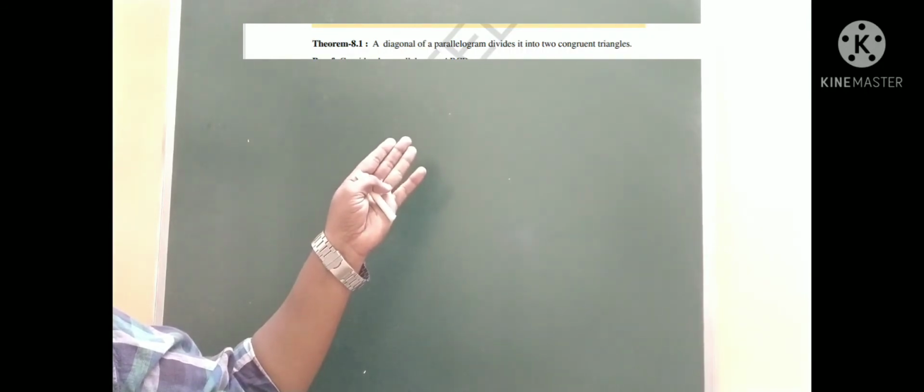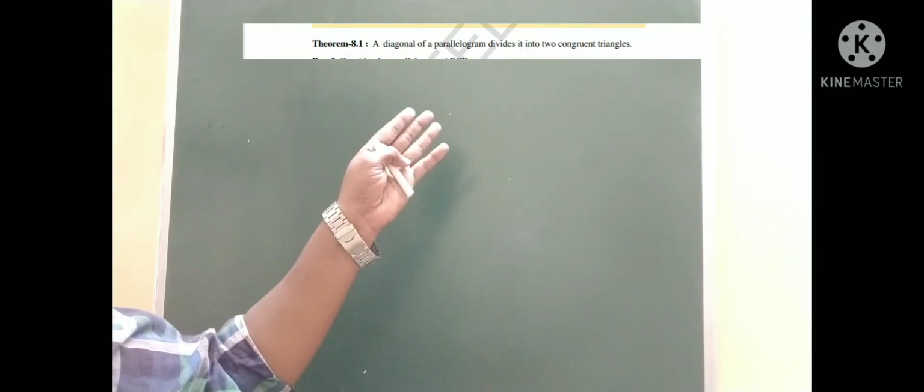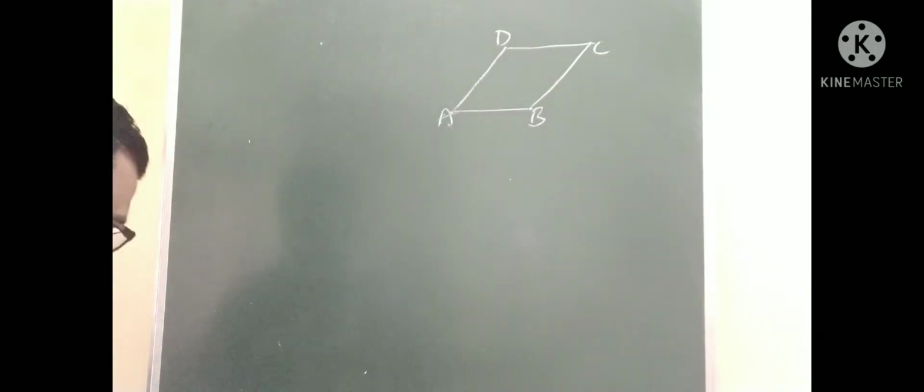So the first one: a diagonal of a parallelogram divides it into two congruent triangles. Let's have a look at that. First of all, let me draw the rough diagram. This is parallelogram ABCD, where A, B, C, D are the vertices, along with the angles, and AB, BC, CD, DA are the respective sides. Now in this, a diagonal of a parallelogram divides it into two congruent triangles.